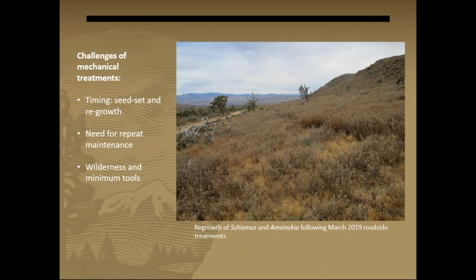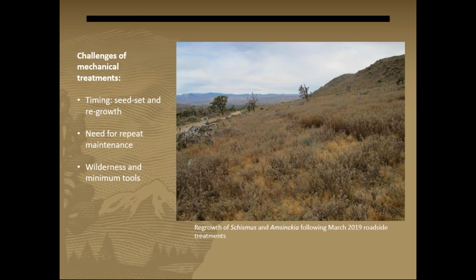Now, right away, we found some challenges with this. Firstly, we started doing that work in March to try to get rid of the grass before it went to seed, to increase the longevity of the treatment. However, 2019 was a very wet year, and there was a lot of regrowth following the implementation of those treatments. You can see that here in this photo. You can see that treatment line on the right side, but you can see all the regrowth of schismus and also a native called Amsinckia, which can also carry fire, or fiddleneck, you may know it as that.